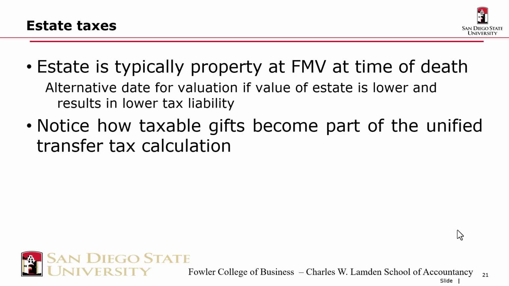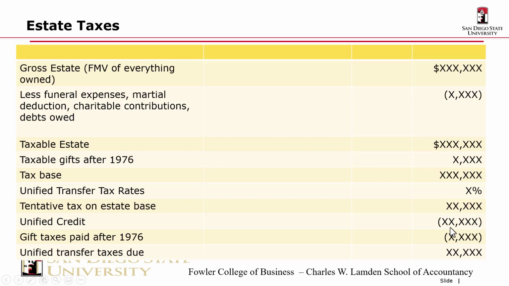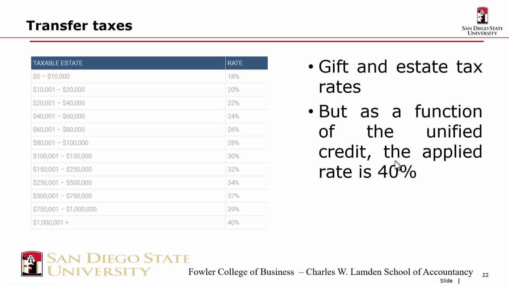So a couple of things. The estate is typically valued at the time of death, but there is an alternative date for valuation if it's lower and it results in lower tax liability. That's generally 6 months after the date of death. And notice how gifts became part of the unified transfer tax calculation, right? So they become buried inside the calculation, because here we are adding those taxable gifts in. We're adding them in, right? Total lifetime transfers. Again, the rates that apply are the exact same rates we applied to gifts.